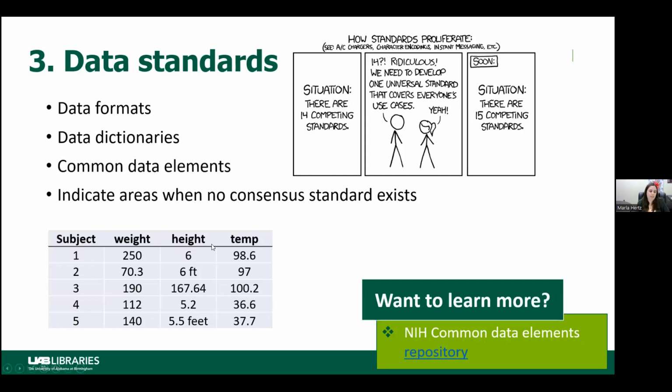So I've just given an example here of a very untidy data set where things are not all in the same format. And so that would be a problem for someone trying to reuse that data. And then if there are no consensus standards, then you can just indicate that the type of research you're doing doesn't have any standards. And so these are the standards that you're going to come up with and use.